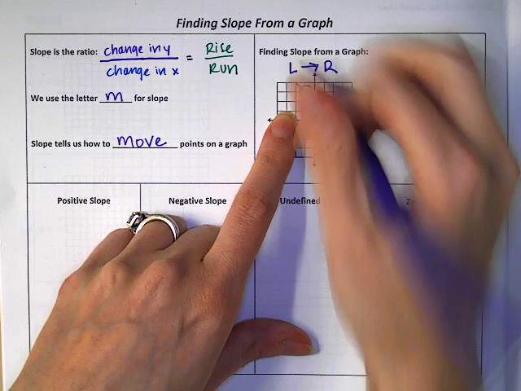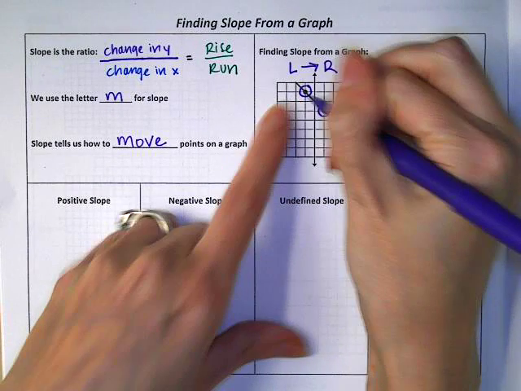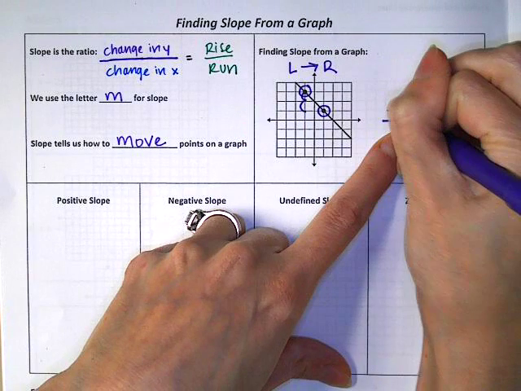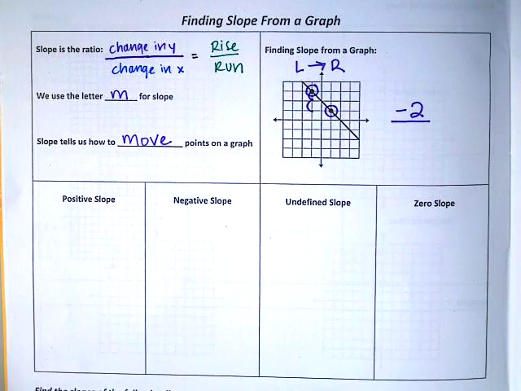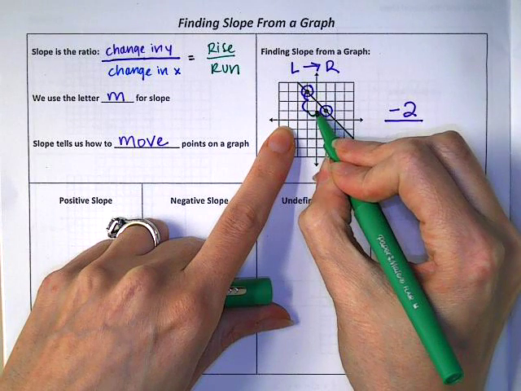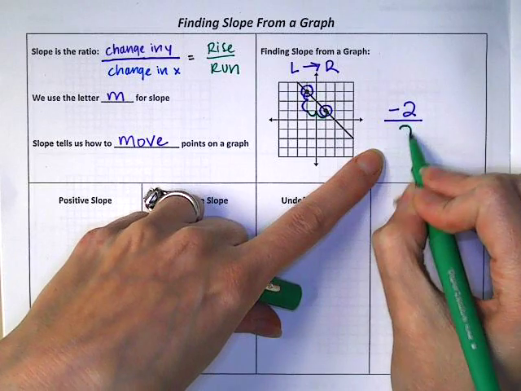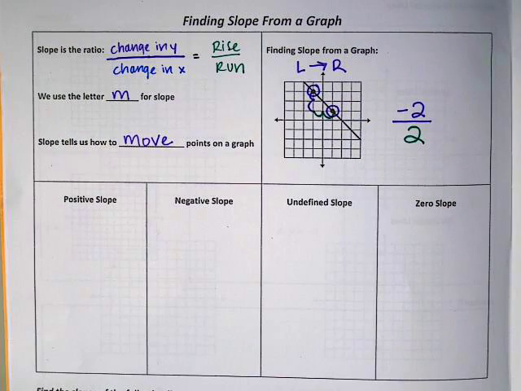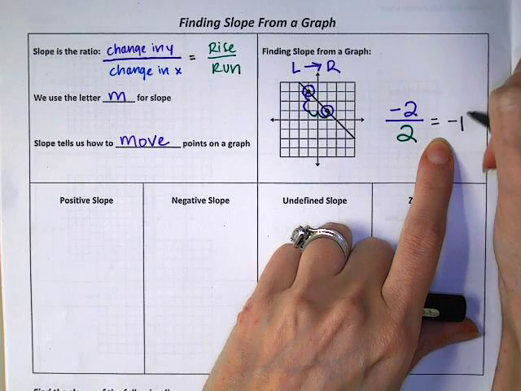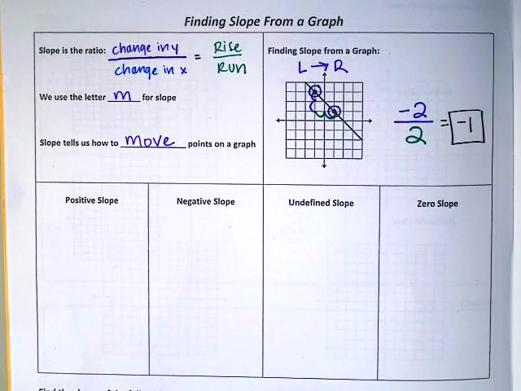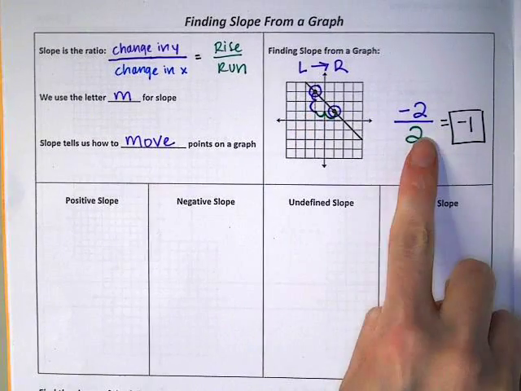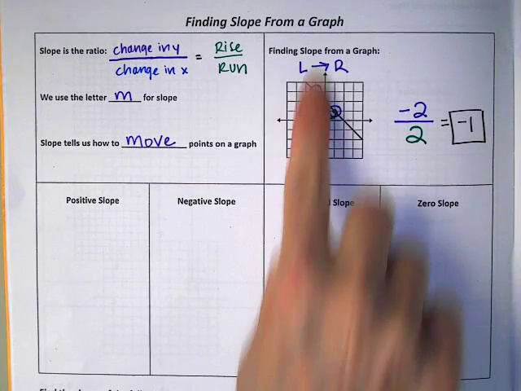That might help. So to get from this point to this point, we're going down 2. So the rise is actually -2. And the run, the change in x, is right 2, so that would be +2. And if you want to simplify your answer, -2 divided by 2 is just -1. Okay, so the top number tells you up or down, and the bottom number tells you left or right. Rise over run.